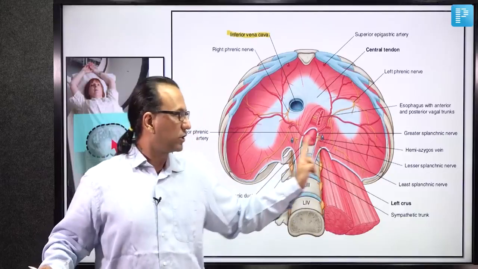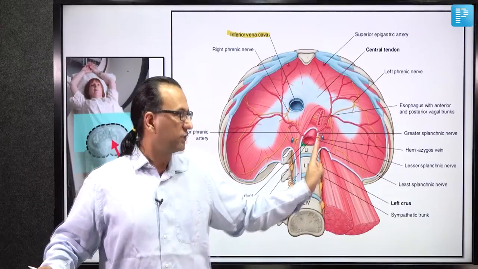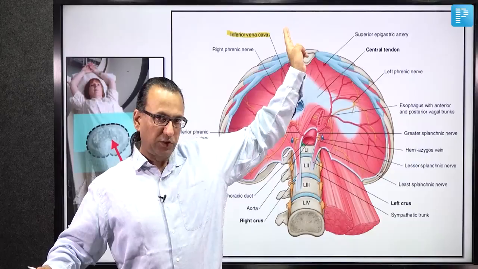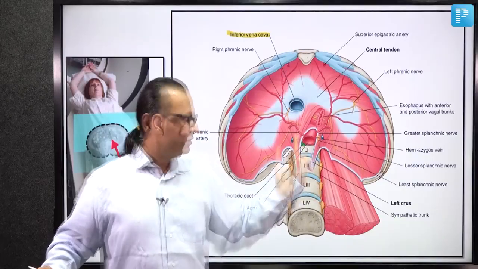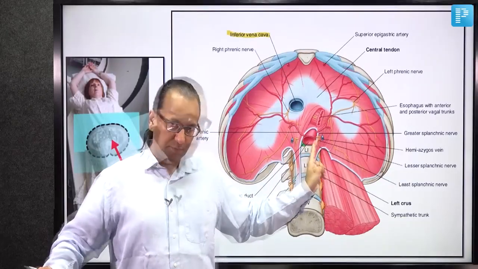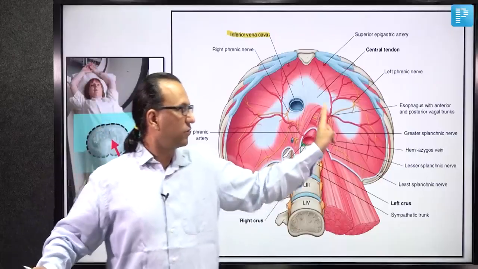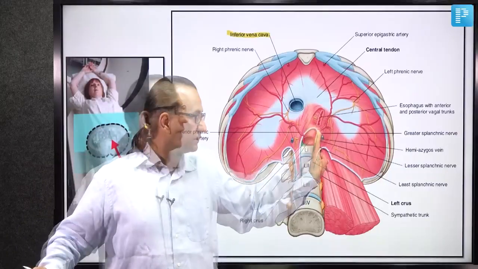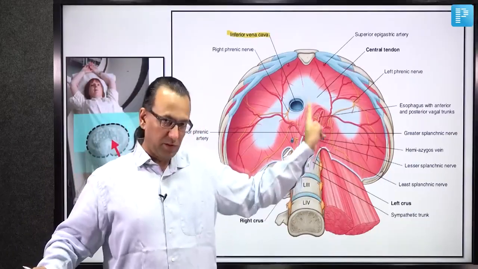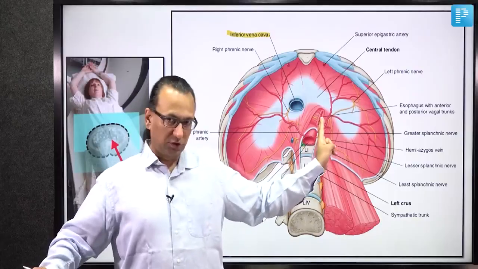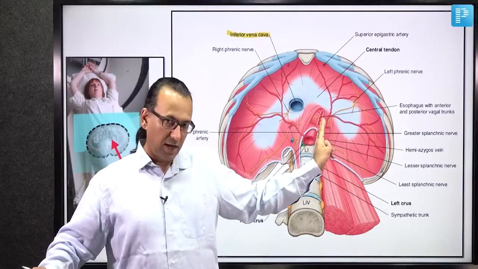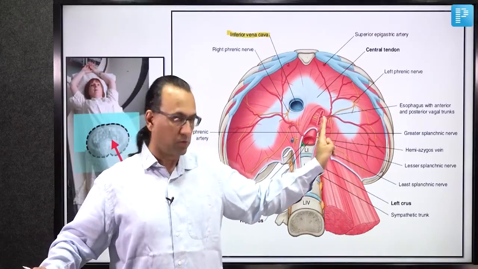These crura are also punctured by the greater splanchnic nerve and lesser splanchnic nerve, which come from the thoracic sympathetic chain and enter the abdominal region to supply the abdominal viscera. You can notice that the right crus is sending submuscular fibers around the esophagus, which passes through the diaphragm at the T10 vertebral level along with the right and left vagus. The right vagus goes posterior and the left vagus comes anterior. So there is an anterior and posterior vagal trunk.